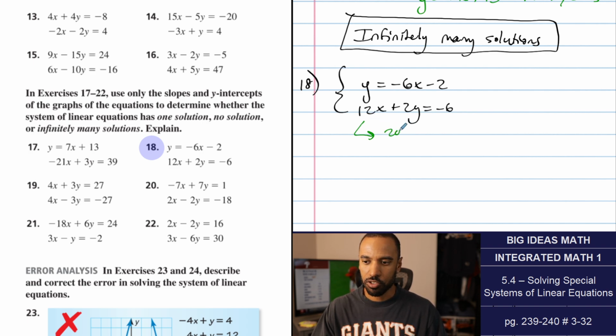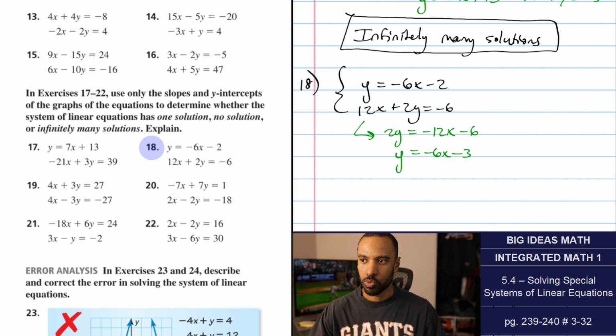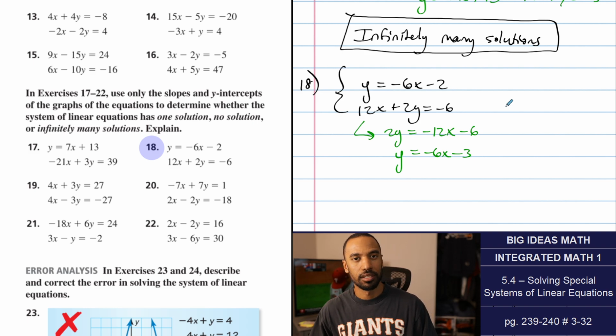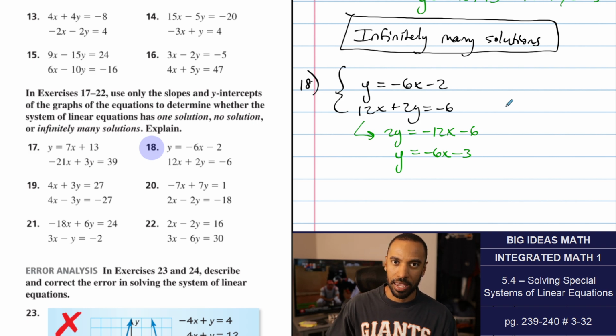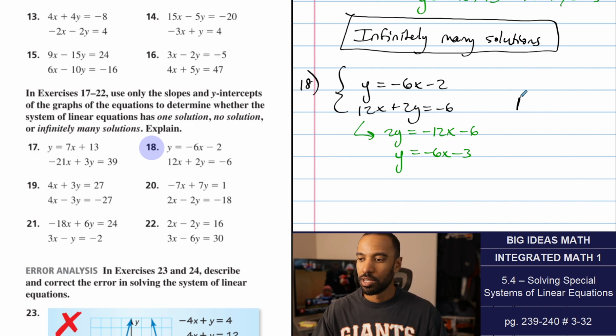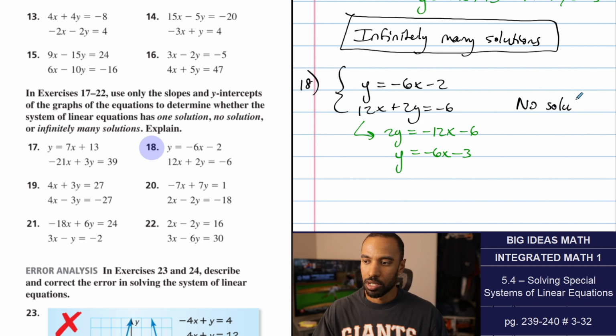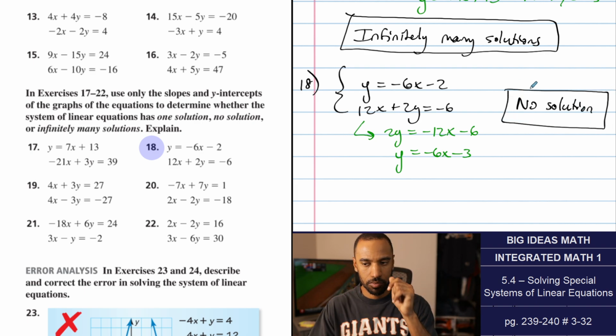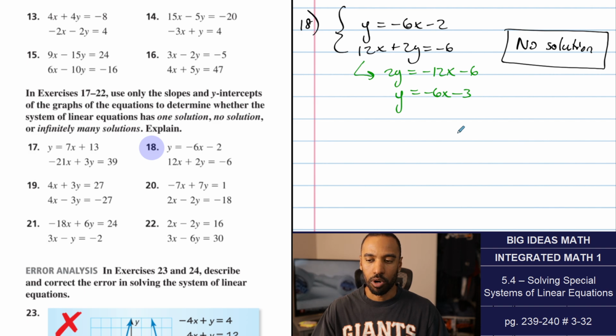If I subtract 12x from both sides and then divide everything by 2, you get y equals negative 6x minus 3. Notice this is negative 6x minus 3. Same slope. And then negative 2 and negative 3 are different. So same slope, different y-intercept. That means no solution. They're parallel. Again, my words to your paper if you'd like to add more information on that. So that's the conclusion we're making, right?